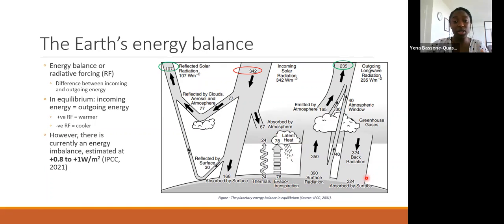What's important about this figure is not so much the numbers, but the relative absorption. You can see that the amount of energy that's absorbed through back radiation is almost twice as much as the amount of energy that's absorbed from direct solar radiation. And this is because of greenhouse gases in the atmosphere. And so we'll speak to that a little bit more on the next slide. But what's important to know is that right now, the planet is not in equilibrium. There is more energy coming in than going out. And so there is a net positive energy imbalance, which the IPCC estimates to be about 1 watt per meter squared.